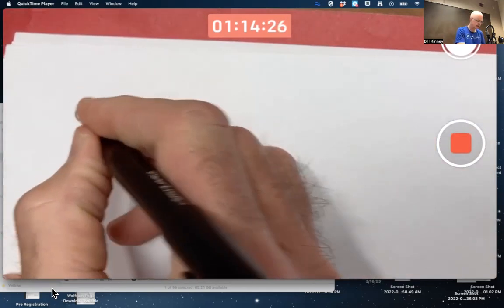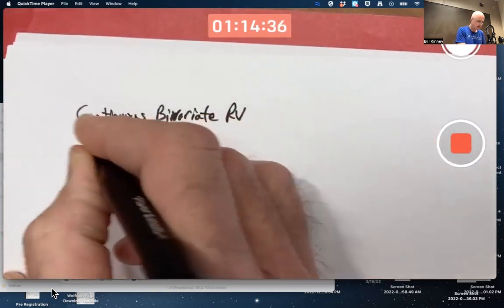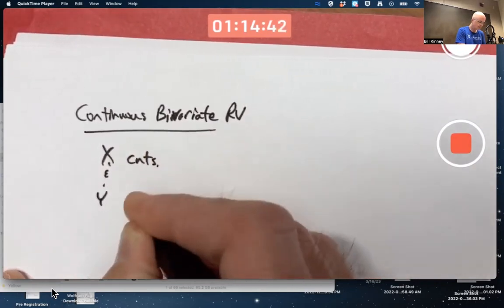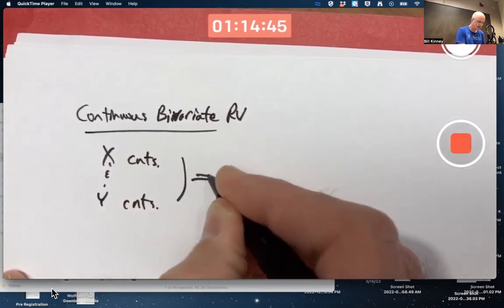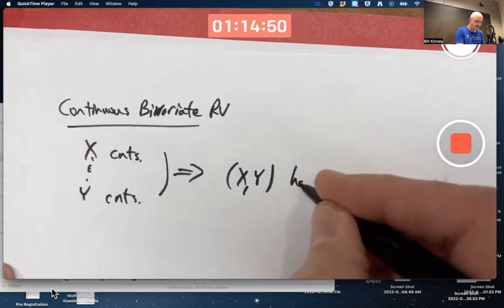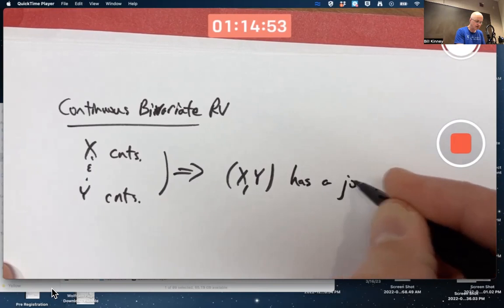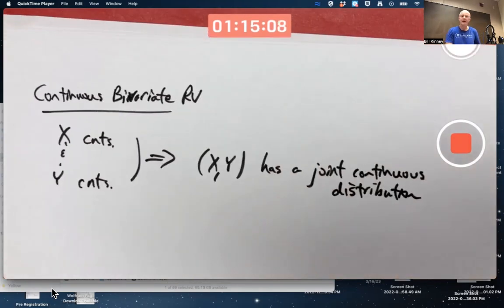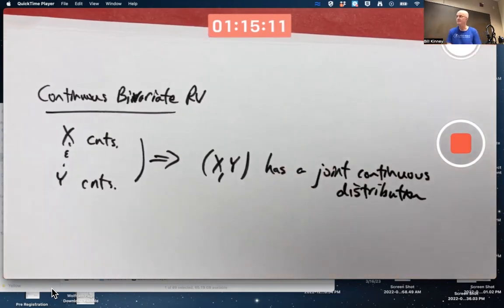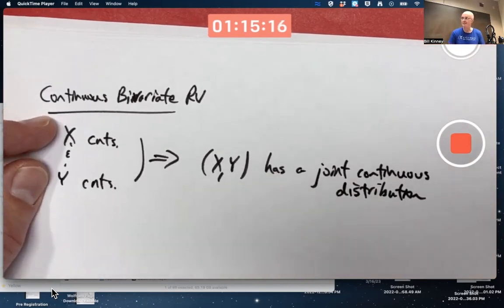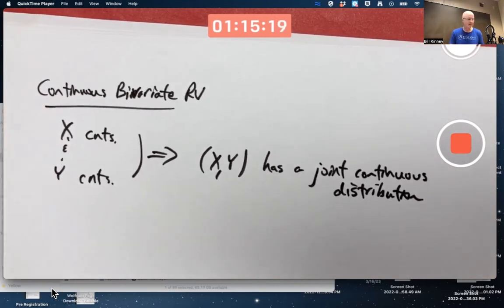A continuous bivariate random variable. We start by assuming X and Y are continuous. And once again, we can put them together into a vector, you might say, a bivariate random variable that is going to have a joint distribution, a continuous distribution, a continuous PDF. And once again, there are infinitely many ways this could be done to still be consistent with the PDFs of X and Y individually. But again, most typically, we don't think about their PDFs individually first. We think about the joint distribution first.